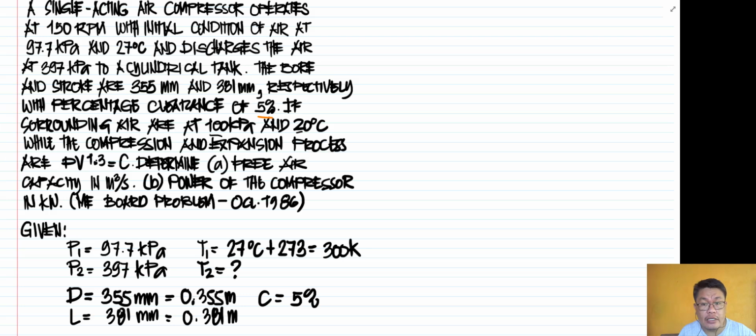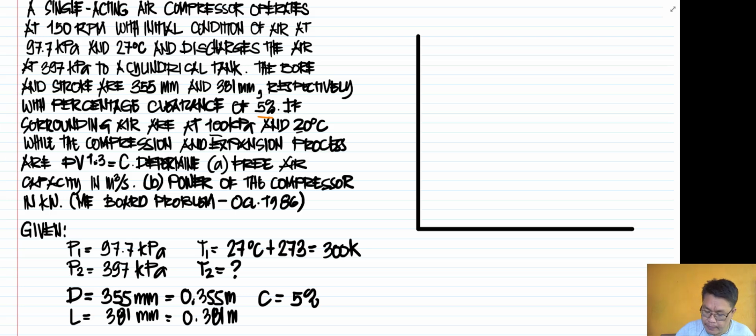Okay, so let's try to draw the PV diagram so we can plot these properties so that we can easily identify or visualize the problem. Now what I have here, I draw my coordinates. I have my pressure here, then this is my volume. So we have your PV diagram.